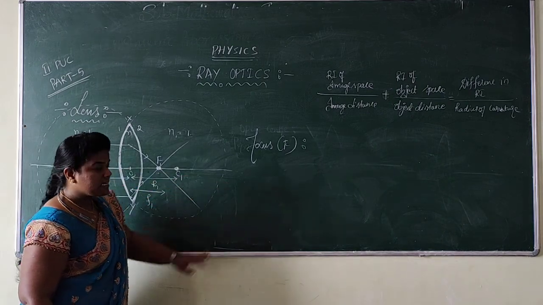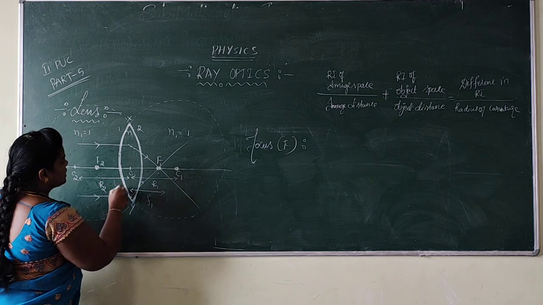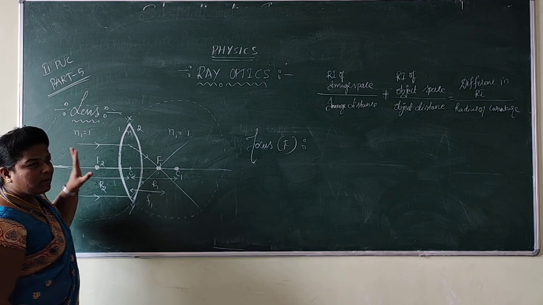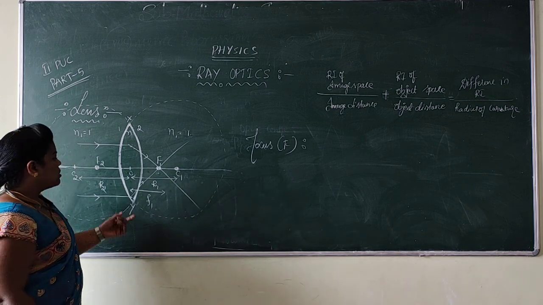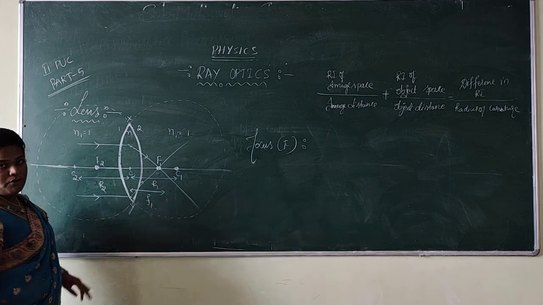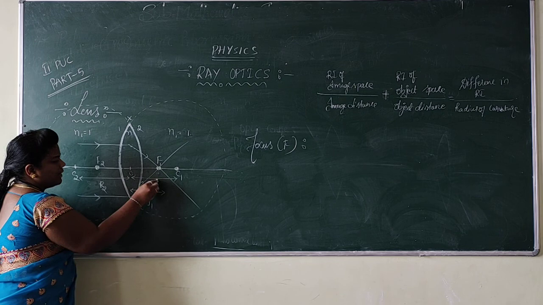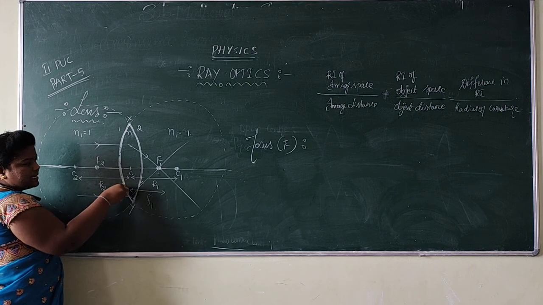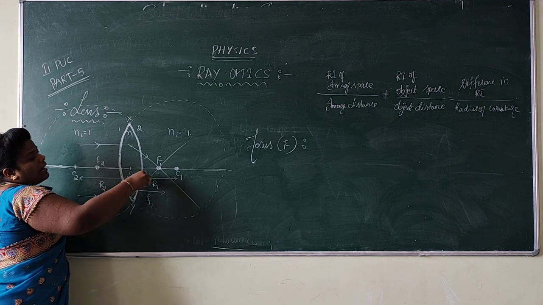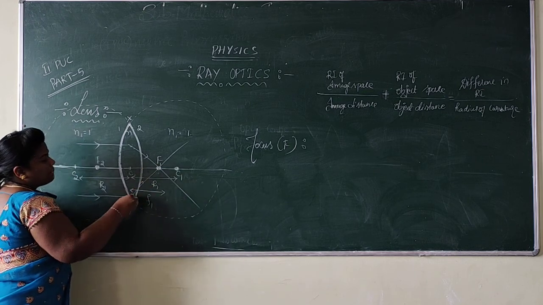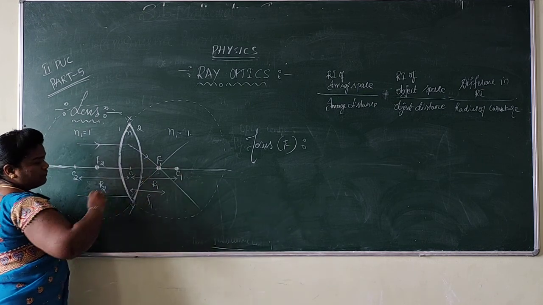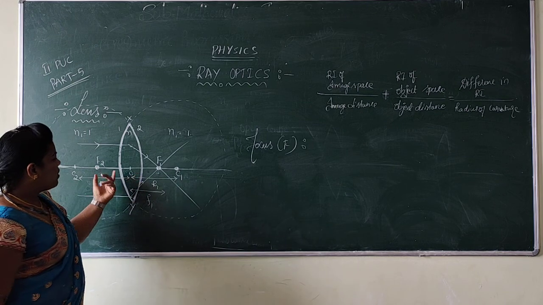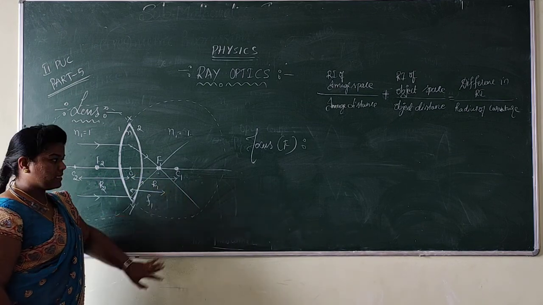On the principal axis, at which rays of light meet after refraction, when a parallel beam of light is going to fall on the lens. So I'm repeating again, this is for convex lens itself. Principal focus is a point on either side of the lens on the principal axis. When a parallel beam of light is incident on the lens, they refract and meet at a point, or appear to diverge from a point after refraction. I used two different definitions here. So it is a point on either side of the lens on the principal axis.